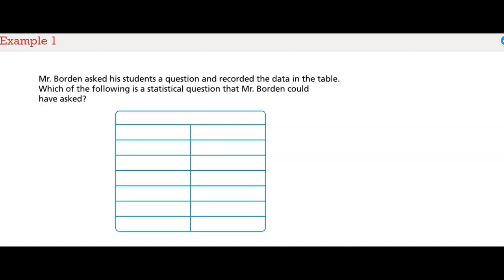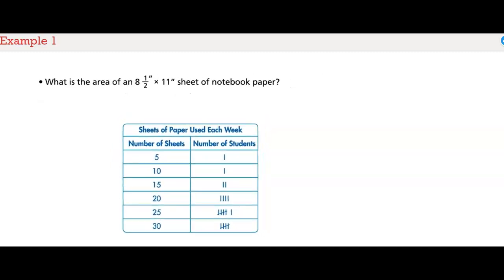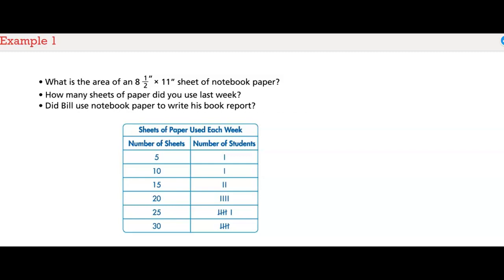Mr. Borden asked his students a question and recorded the data in the table. Which of the following is a statistical question that Mr. Borden could have asked? What is the area of an 8 1/2 inch by 11 inch sheet of notebook paper? How many sheets of paper did you use last week? Did Bill use notebook paper to write his book report?